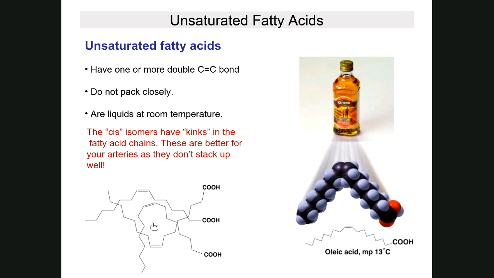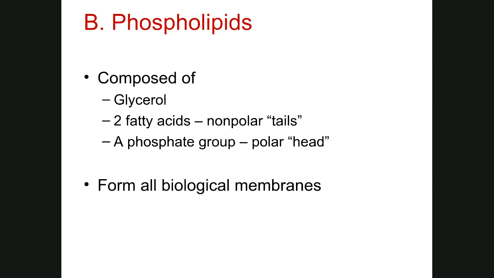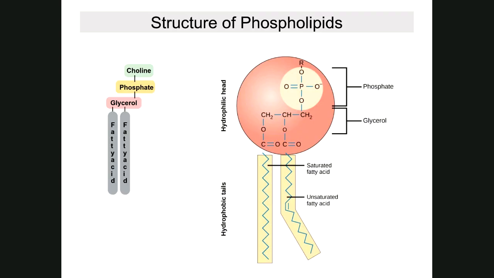Another fat is the phospholipid, which is the major constituent for the plasma membrane. This fat has one glycerol in the head and the phosphate group. If you see, they have a glycerol, right? And they have the phosphate group.